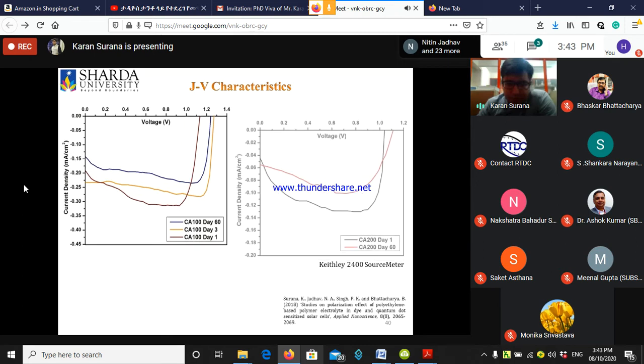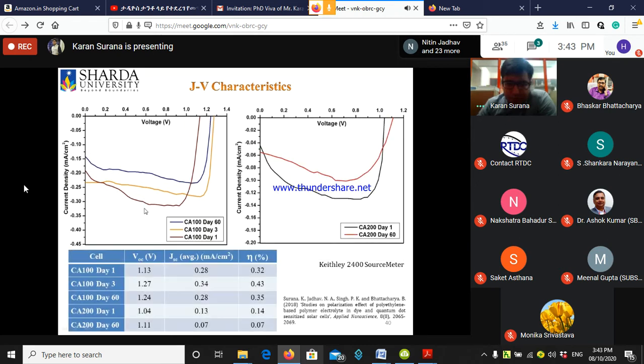Next, the core shell quantum dots. After preparing, the cell was studied for 60 days. We wanted to check the stability of the cell as well as the effect of the polymer electrolyte on the solar cell. So the CA100 at day 1 gave a VOC of 1.3, at day 3 it was 1.27, and at day 60, it was 1.24.